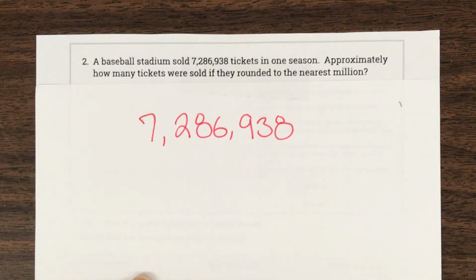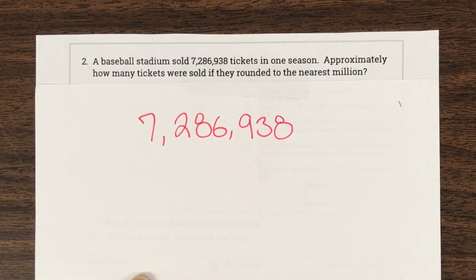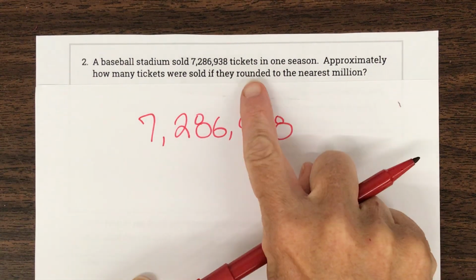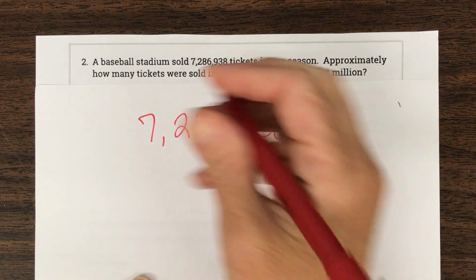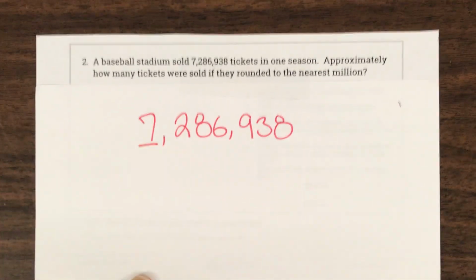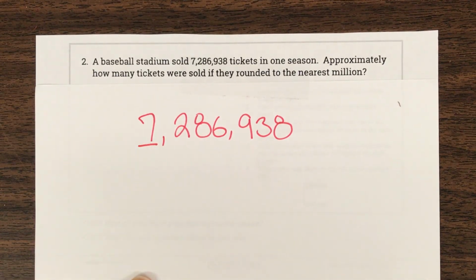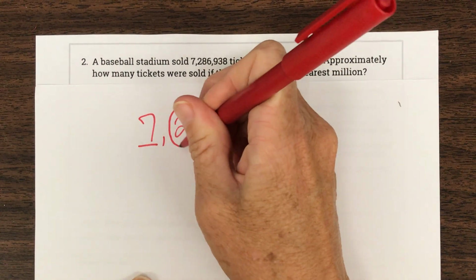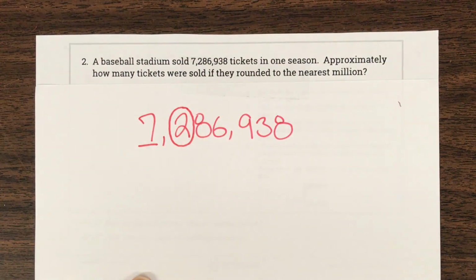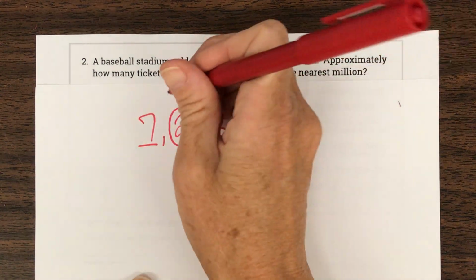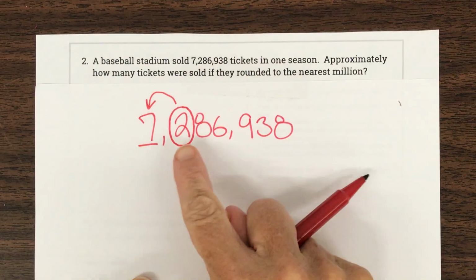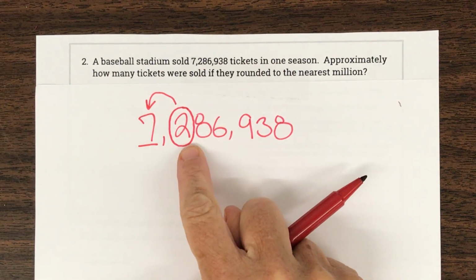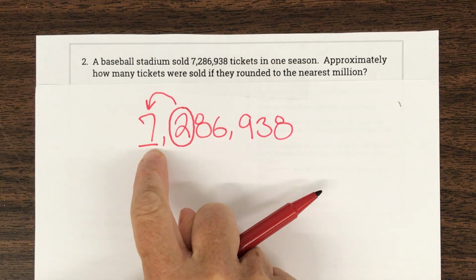Okay, so my first step says I'm going to underline the place value that they're asking me to round to. So underline that digit. They're asking me to round to the nearest million, so I'm going to underline the 7. My next step says to circle the digit on the right. Circle that bossy neighbor on the right who thinks he's always right. Okay, so my bossy neighbor on the right is going to tell him what to do. So he's going to say, I'm a 2, so you stay the same.